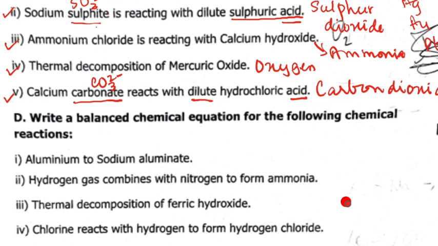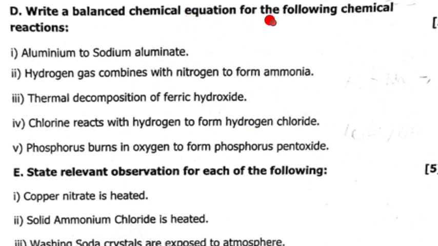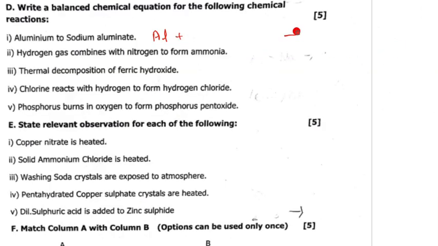The next one is your question 1b. Write the chemical equations for the following chemical reactions. Aluminium to sodium aluminate. Now aluminium plus something you will have to add, and you need to get sodium aluminate, that is NaAlO2. Now aluminium gives a complex salt with alkali, because again aluminium, just like how I told you, zinc, lead and aluminium, these are going to be amphoteric in nature. So they are going to, with alkali, they are going to give us a complex salt.